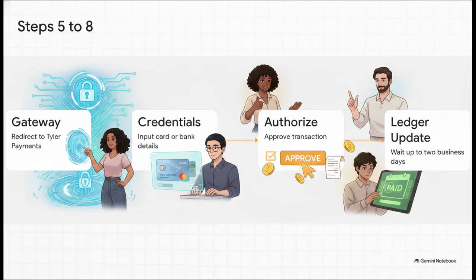For step 6, you input your credentials. That can be your credit or debit card details or your bank routing and account numbers if you're doing an electronic check. Step 7, review any added convenience fees, authorize the transaction, and for sure, save your digital receipt. Finally, step 8, wait up to 2 business days for the public-facing ledger to update and actually show your bill as paid.